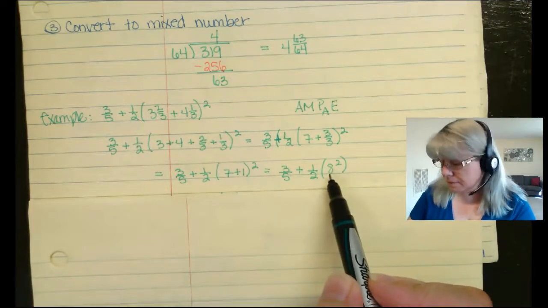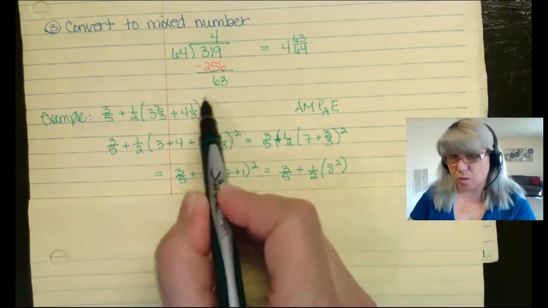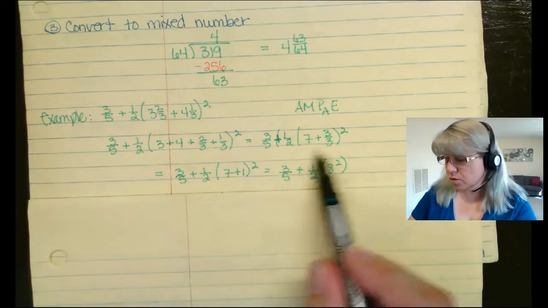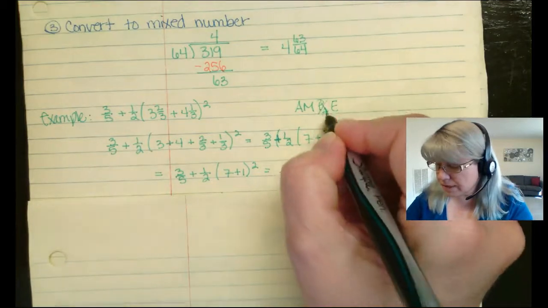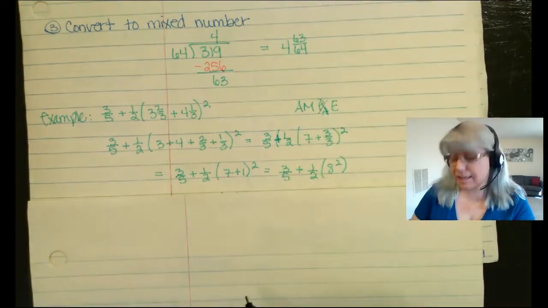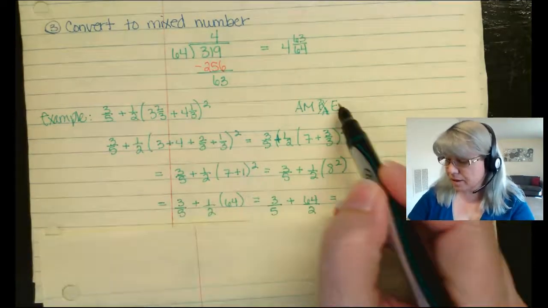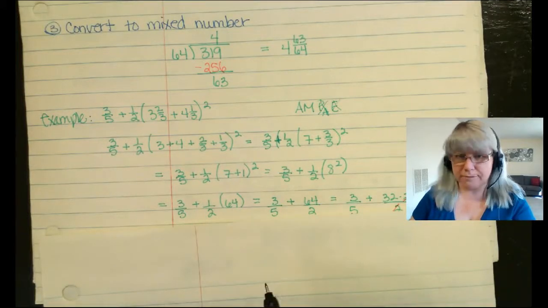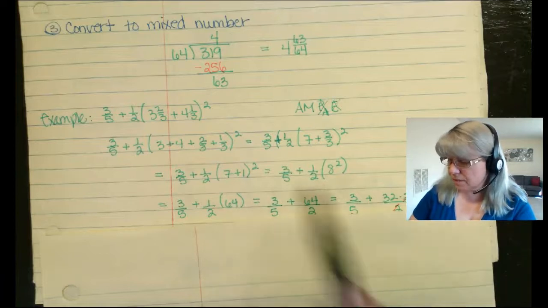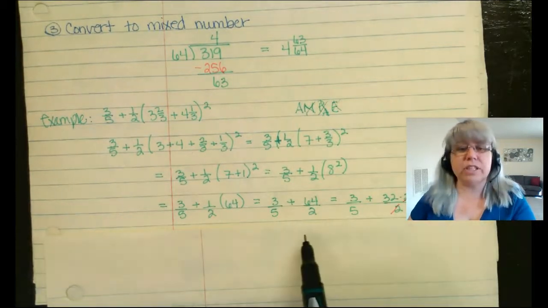So my problem becomes 3/5 plus 1/2 times 8 squared. That's the square that was on the outside, it's to the stuff in the parentheses, so it's 8 squared. Now that I'm done with parentheses, I'm left with exponents. 8 squared is 64. I'm done with exponents. 3/5 plus 1/2 times 64. Well, I have to do multiplication first: 1/2 times 64 is 64 halves. Okay, done with multiplication. Now addition.